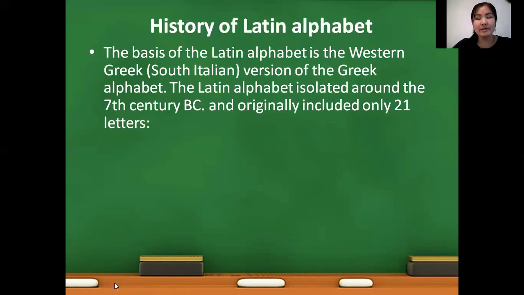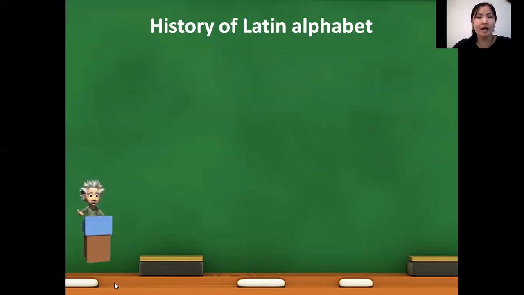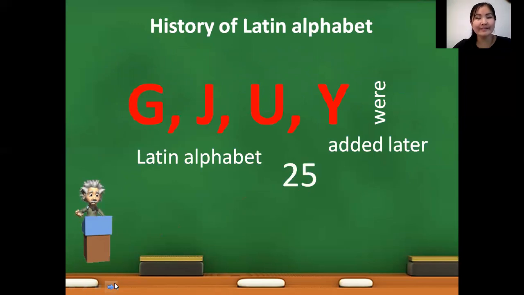The basis of the Latin alphabet is the Western Greek version of the Greek alphabet. The Latin alphabet was isolated around the 7th century before Christ and originally included only 25 letters. By the way, until the 8th century, Latin people were using only capital letters. Small letters were introduced in the 8th century. These 4 letters were added later. And so the Latin alphabet nowadays contains 25 letters.